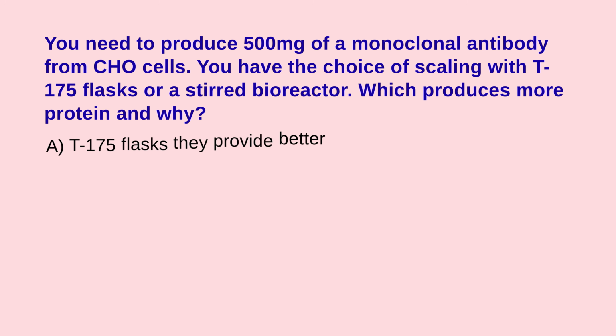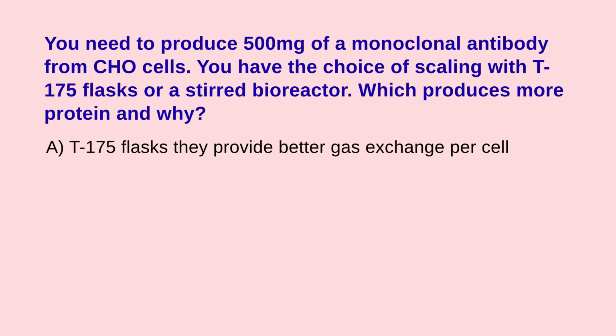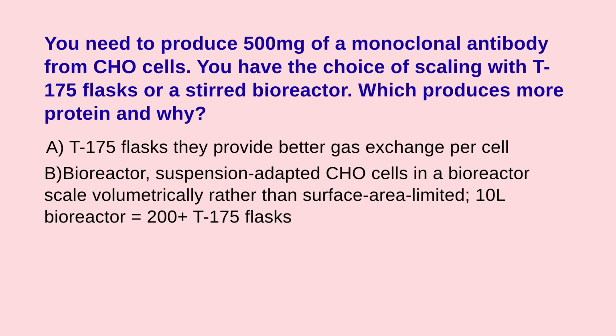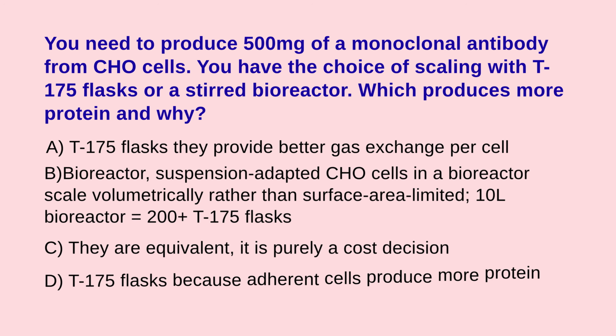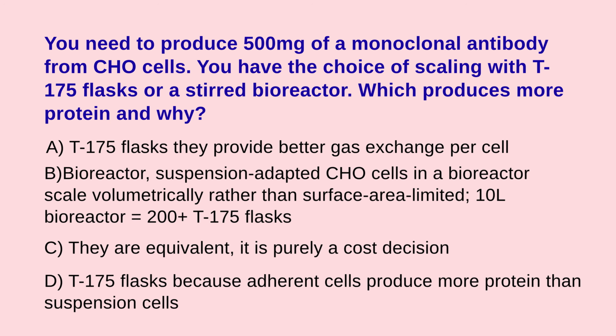A. T175 flasks because they provide better gas exchange per cell. B. A bioreactor, because suspension-adapted CHO cells scale by volume rather than surface area. C. Both produce the same amount, it's only a cost difference. D. T175 flasks because adherent cells naturally produce more protein. The correct answer is B.